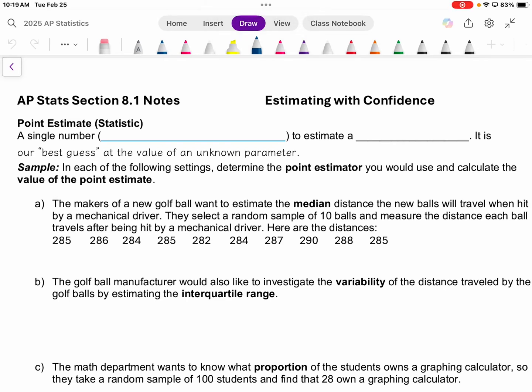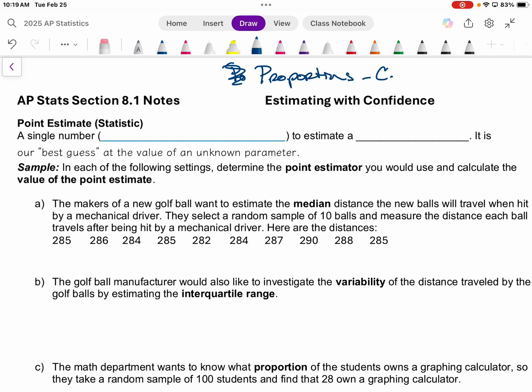As we look at our Chapter 8 topic, we're doing confidence intervals. We're trying to estimate with confidence. And I'll put this out here real quickly. We're mainly focusing in on Chapter 8 on working with proportions.